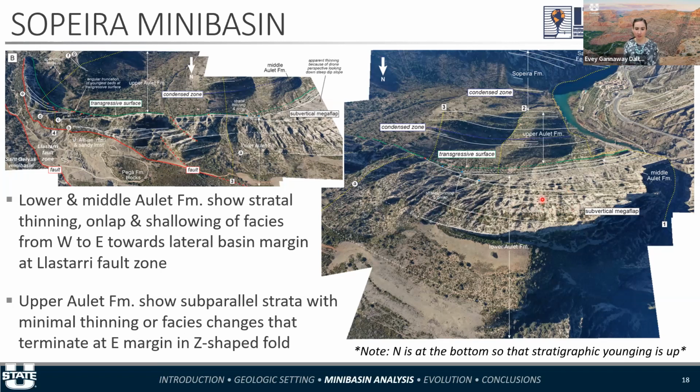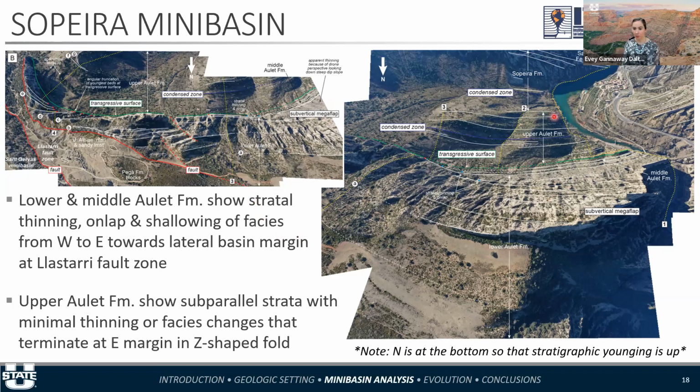And again, this is just to help illustrate those same things we were seeing displayed in the fence diagram, that the lower and middle Aulet strata thin and onlap, and shallow from west to east. These are two different photographs, but this little A here is the same A that you're seeing right here. So this is just a continuation of this panel to the east. And all of that thinning and onlap and shallowing from west to east is towards our lateral basin margin, that Yastari fault zone that I mentioned earlier.